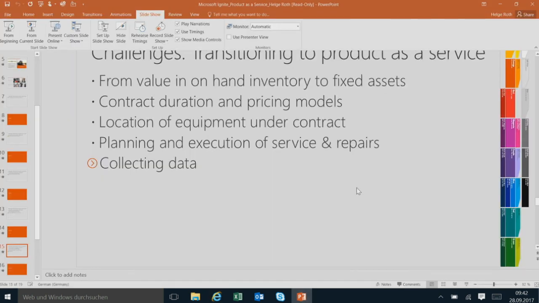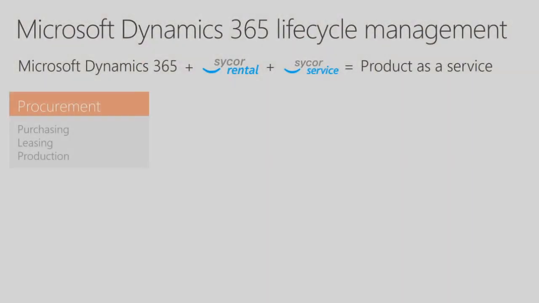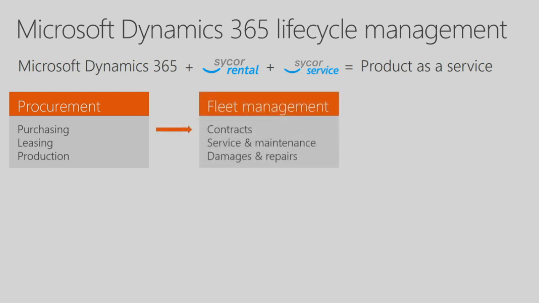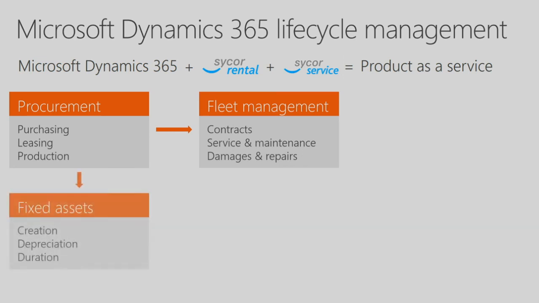Okay, let's go back to the PowerPoint, to the last slide. So what we covered in the last 30 minutes or so in the system was, on the one hand, standard procurement with a standard procurement purchase order. We posted this to the on-hand inventory. At the same time, we put the value into the fixed assets.